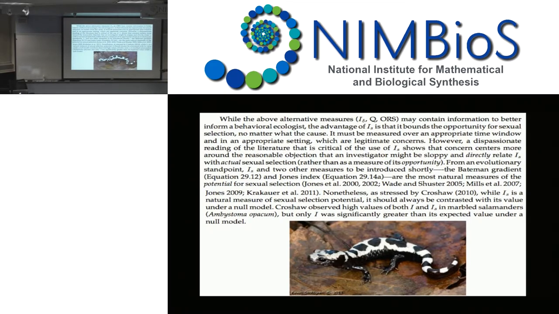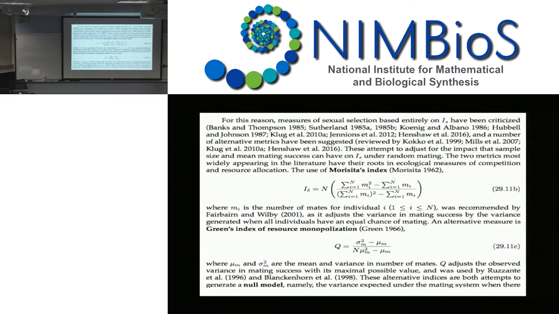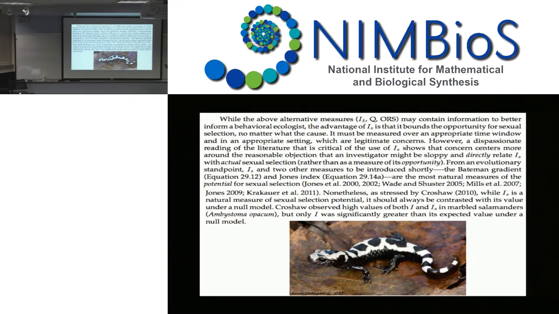So an example, here's the famous marbled salamander. And we have these different metrics, operational sex ratio, Morisita's index, Green's index. And they contain information to better inform an ecologist. But the advantage of the opportunity for mating success is it bounds the opportunity for sexual selection. So the key feature here is a lot of the discussion is which of these is a better metric, and it really depends upon the question.